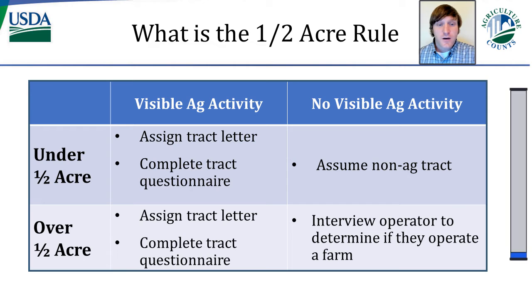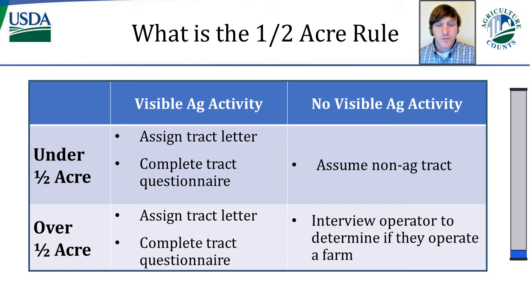So, what is the half-acre rule? If the residential parcel is half an acre or less and no agricultural activity is visible, assume it is a non-ag tract. If visible signs of agricultural activity are present, including equine, screening should occur no matter the size of the lot. It could be smaller or larger than half an acre.